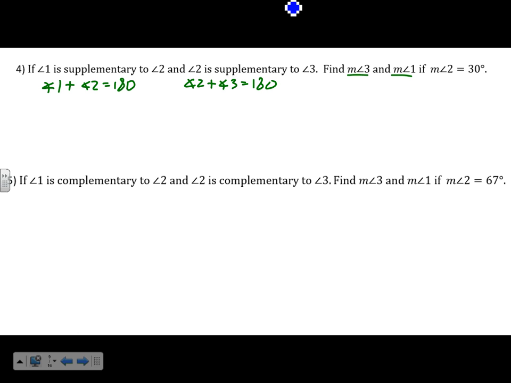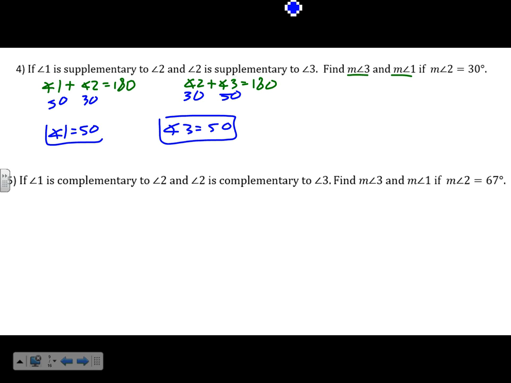So angle 2 is 30. So angle 1 has to be 150, and angle 3 also has to be 150. Angle 1 is equal to 150, and angle 3 is equal to 150. Again, you can do the math like I was doing, or that's just kind of confirming the congruent supplement theorem.